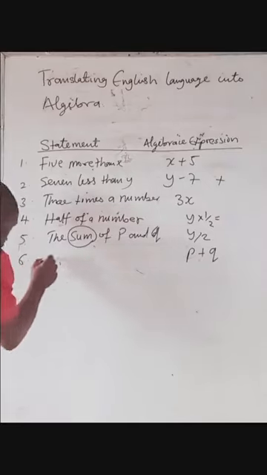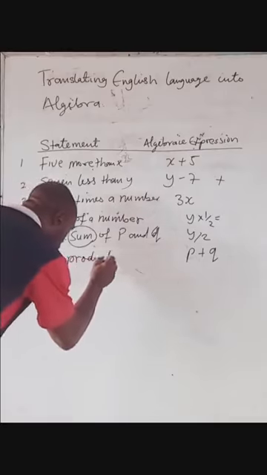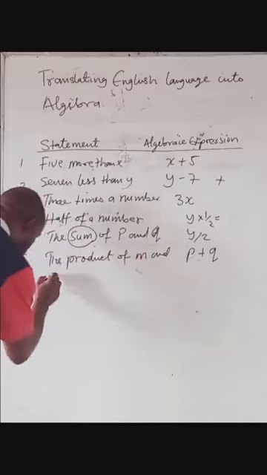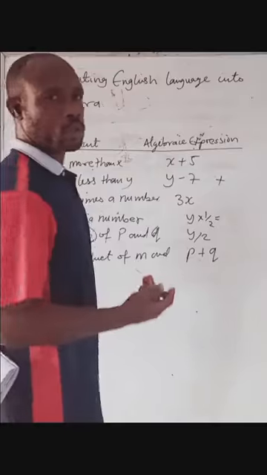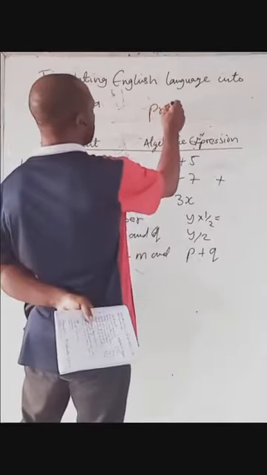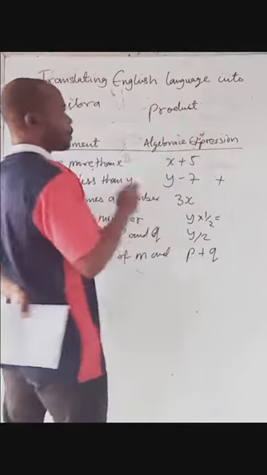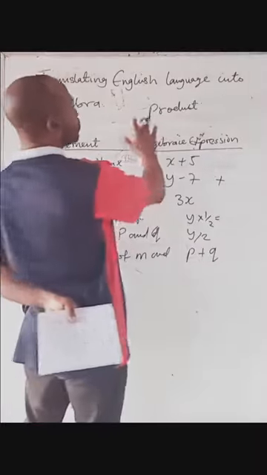Number 6. The product of M and 8. What is the meaning of product? When you come across the word product in mathematics, what does it mean? Product means multiplication.